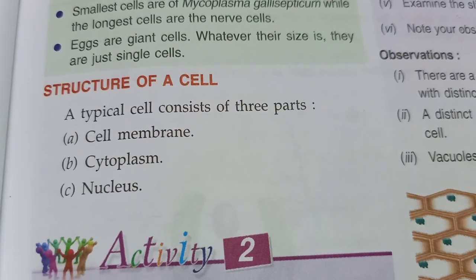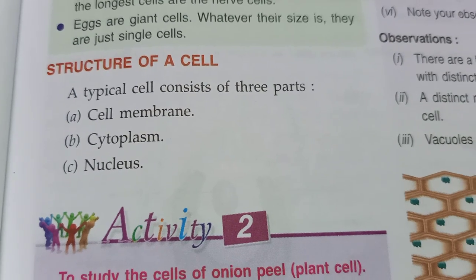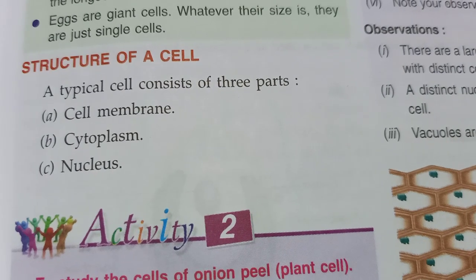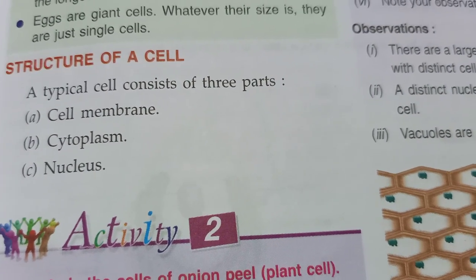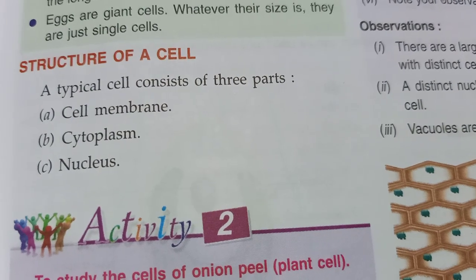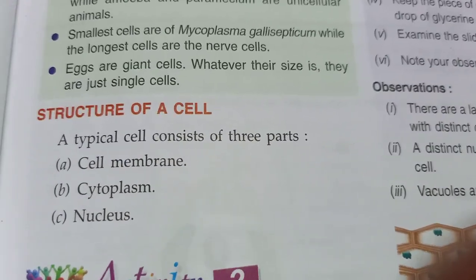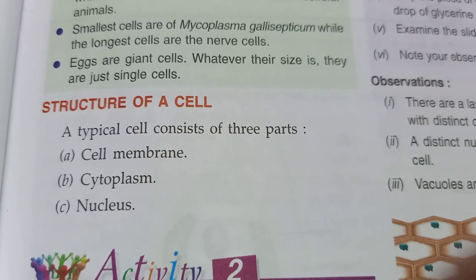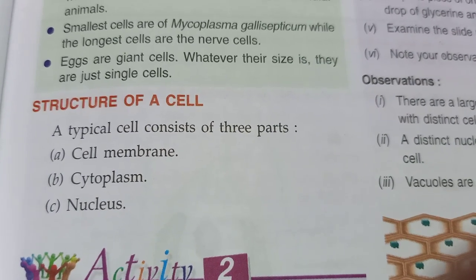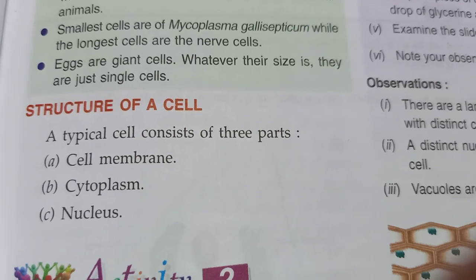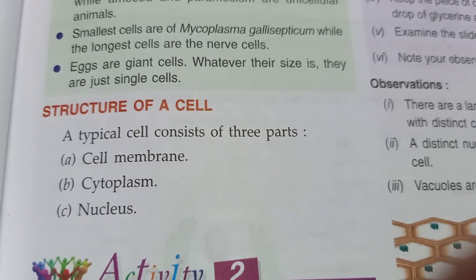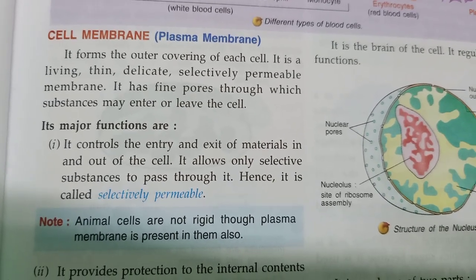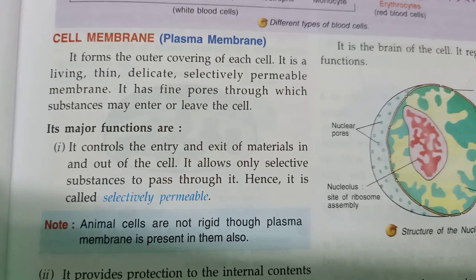Now we come to the very important part of this chapter, that is the structure of the cell. In this we are going to study the different types of organelles and their functions, which are present in the plant as well as in the animal cell. First thing about the structure of the cell is that a typical cell consists of three parts. The three main parts of the cell are: first is cell membrane, second is cytoplasm, and the third one is nucleus. First we see what the cell membrane is, or the other name for cell membrane is plasma membrane.